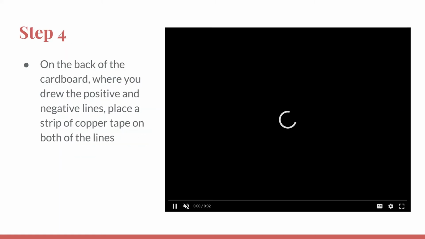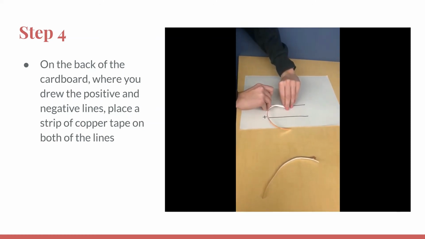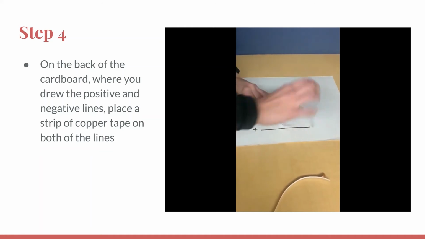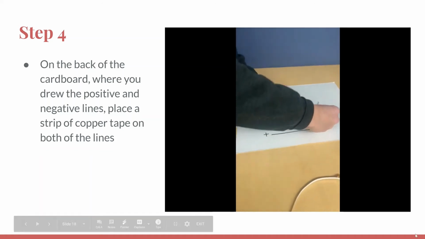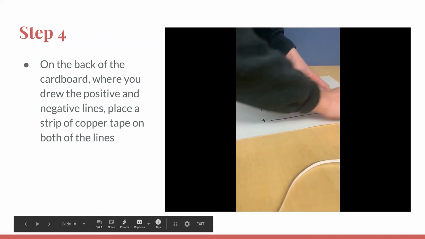After your circuit is drawn with marker, you will then take 2 strips of copper tape and place them on top of the lines you just drew. These pieces of copper tape represent the wires of a circuit that you learned about earlier. After you have placed down the 2 strips of copper tape, Joe will walk you through how to make your LED circuit light up.